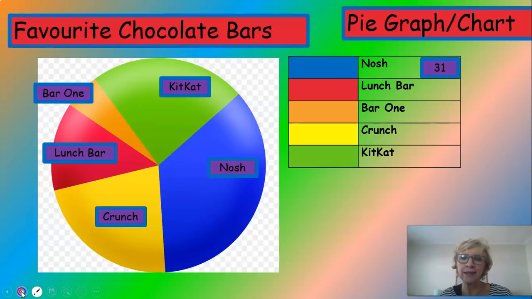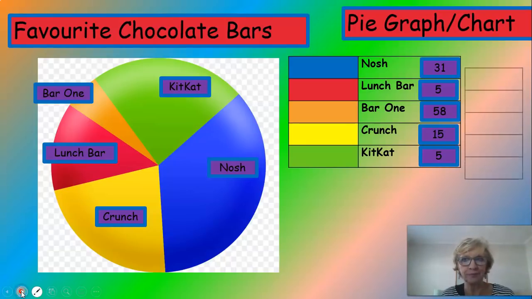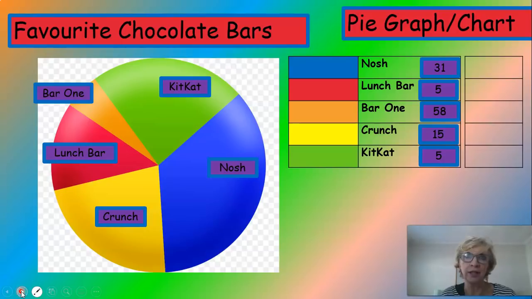But look here, somebody got these numbers all wrong. You can see that Bar 1 only got 5. Bar 1 was the least, but Bar 1 got 58 votes. No, there's something wrong. So we need to correct this by looking at the pie chart and seeing which number of votes fits with which chocolate bar. So there I put an extra little column of rows for us to correct this mistake.